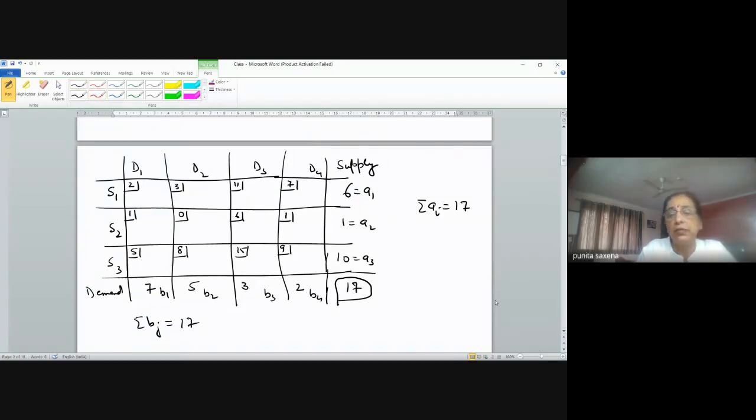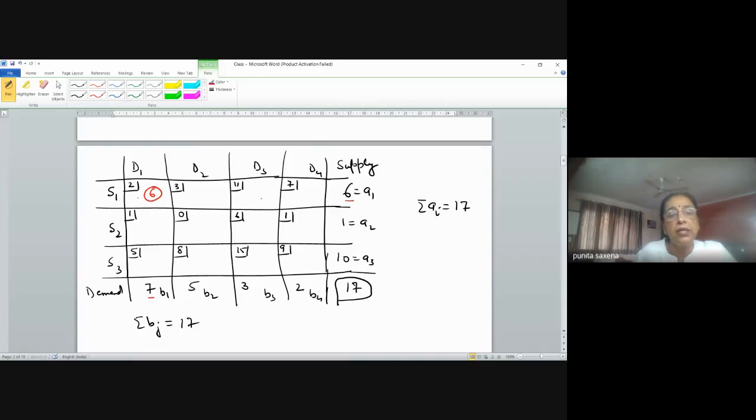Now we start the allocations, right? So what we'll do is we start with the northwest corner. Now this is your cell number 11, where we have to make the allocations. And the allocation has to be the minimum of A1 and B1. Is that right? Now, how much is the minimum of A1 and B1? It has to be the minimum of 6 and 7. So we allocate 6 here. Okay. That means the first source will supply 6 units to the first destination.